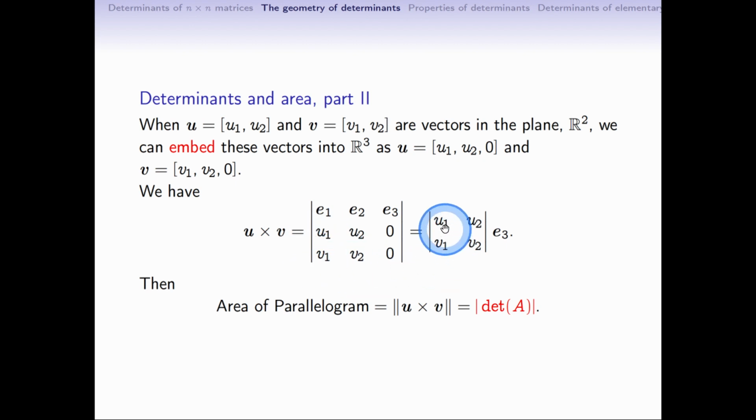Now, if we stare at that, this is just the matrix that we referred to as A on the previous slide. So this has got the components of U in row 1 and the components of V in row 2. Now, the length of this cross product is going to be the absolute value of this scalar times the length of E3. But E3 is a standard unit vector, so it has length 1. So the length of this cross product, U cross V, is simply the absolute value of the determinant of this matrix A. And so this is what gives us our formula for the area of the parallelogram in the plane determined by the vectors U and V. It's simply the absolute value of the determinant of that matrix.